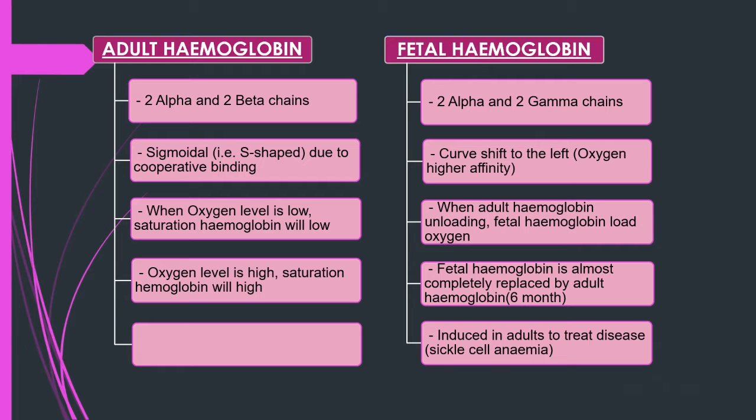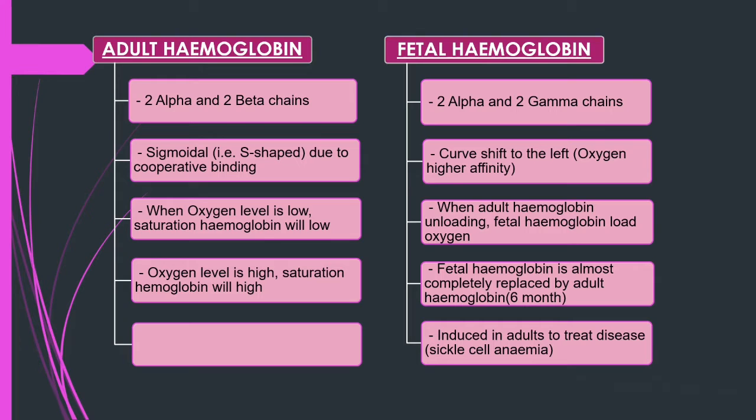Now we are going to the fetal hemoglobin. Fetal hemoglobin is composed of 2 alpha and 2 gamma chains, and the hemoglobin of the fetus has a slightly different molecular composition to adult hemoglobin. It has a higher affinity for oxygen, so the dissociation curve is shifted to the left. This is important as it means fetal hemoglobin will load oxygen when adult hemoglobin is unloading.